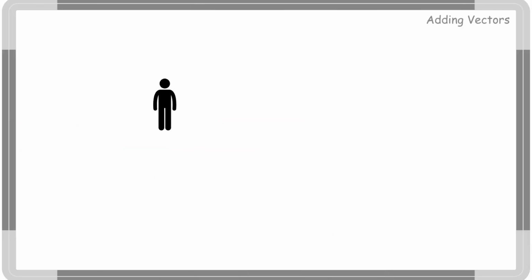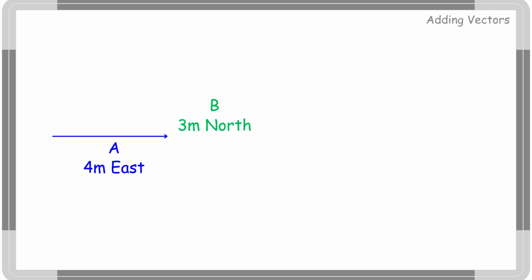Suppose you walk 4 meters east, then 3 meters north. These are two vectors. Vector A is 4 meters east. Vector B is 3 meters north. To add vectors graphically, we use the head-to-tail method. First, draw vector A. Then, place vector B starting at the tip of vector A. The resultant vector goes from the starting point of A to the end of B.